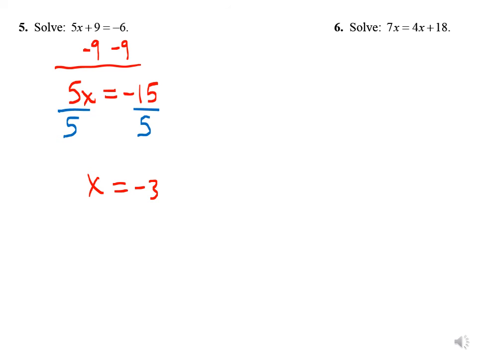Number 6, 7x is equal to 4x plus 18. Notice that 18 is all by itself, right? It's the constant term. There are no like terms to add together with it, but it's with that 4x over there. Let's move that 4x out of there. That will allow the 18 to be all by itself on one side, and then I'll get the x's on the other side. So subtract 4x from both sides. That's the way I would do it.